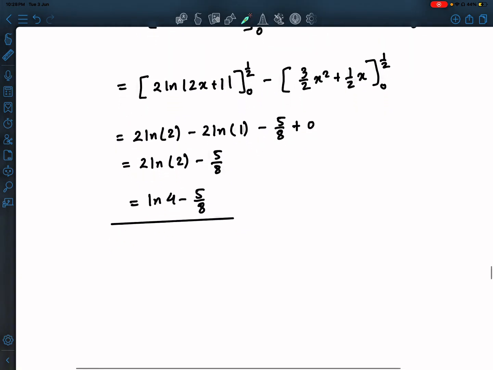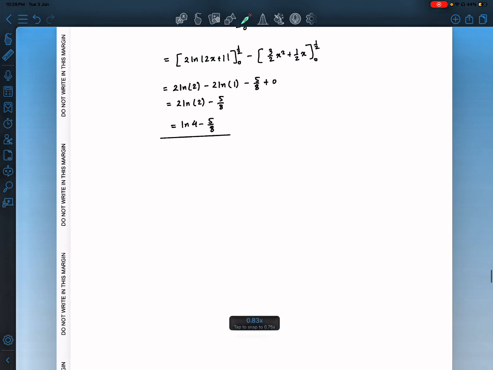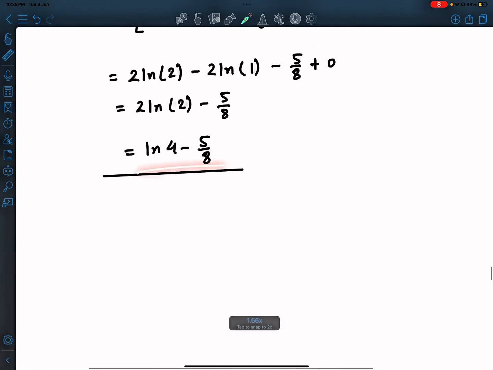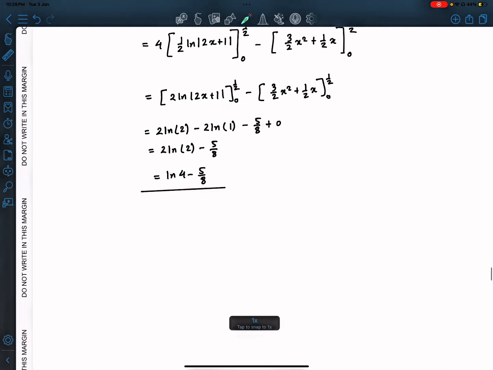We input our values. So first we put in half, which is equal to 2, and then we put in 0, which is equal to 1. First we put in half over here, and then input 0, which is equal to 0. And once we simplify, we find the area to be natural log of 4 minus 5/8. And that's it.